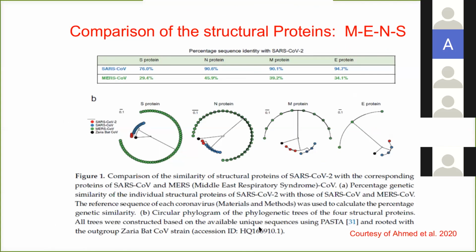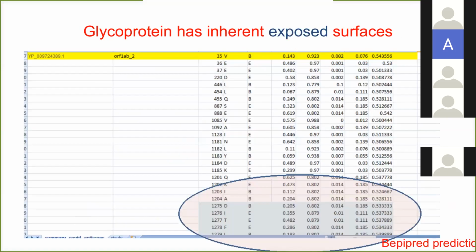A beautiful picture came into being in 2020, where Hamad et al. have published. They have deciphered the sequence identity and the structural correlation using the Circos phylogram of all the structural proteins, and they tried to attempt the genetic clades and how they are really outgrouped. So keeping that in mind, what we did was we took the entire 29.9 kb region of the SARS-CoV-2 sequence.